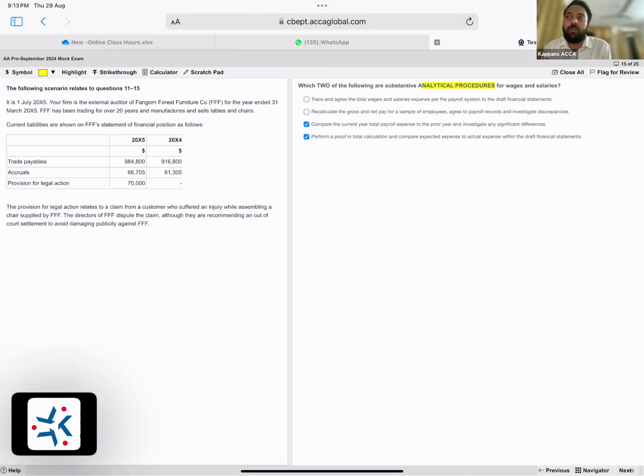It's a reasonableness test. So we have learned that analytical procedures include ratio analysis, trend analysis, reasonableness tests, and examining related accounts. So C is a kind of ratio analysis, comparing payroll with the previous year. And the last one, perform a proof in total, is actually a reasonableness test. So options C and D are the answer.